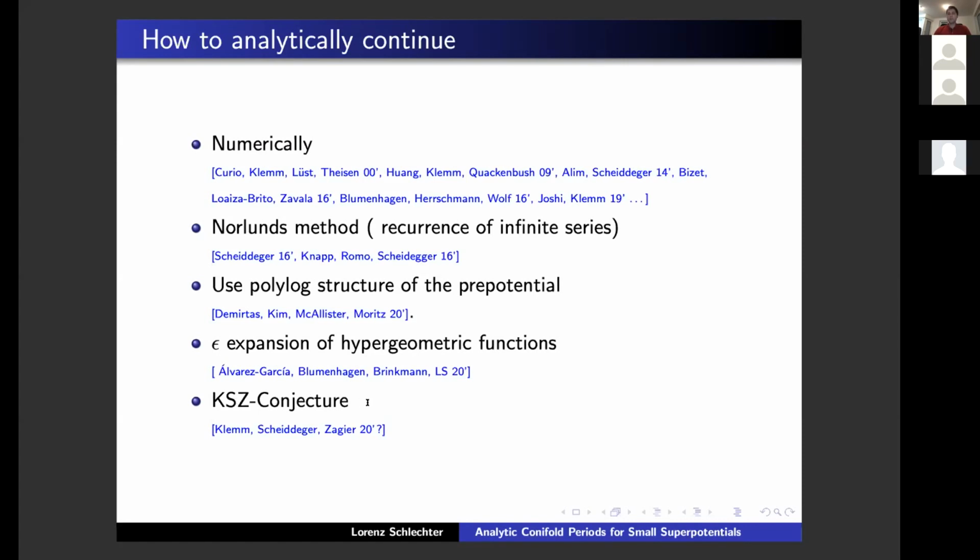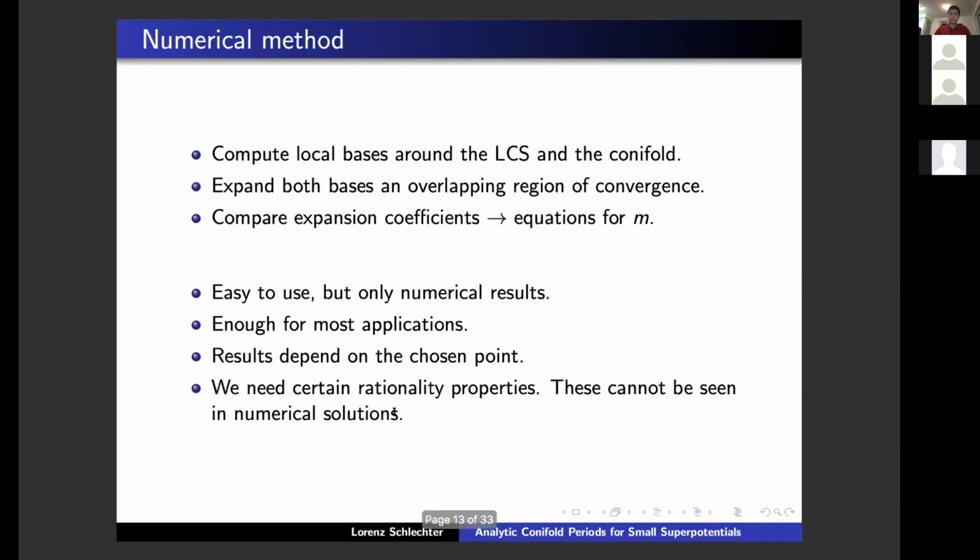And the most involved of all methods would probably be to use the so-called KSC conjecture, after the authors Klemm, Schlechter, and Sagi. But this is actually to this date unpublished. I checked this morning, so I will be rather short about this. Let me go through each of these methods step by step.